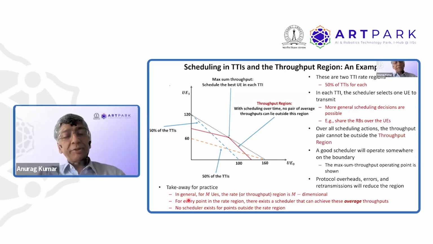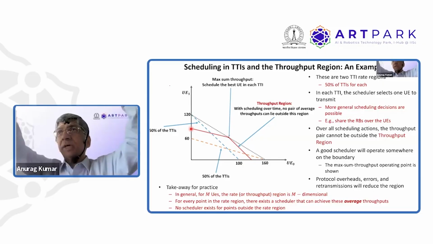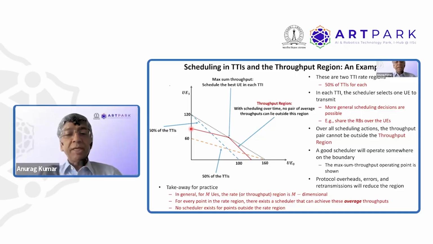The other point to take away is this. Okay, this is the throughput region. Every point on this throughput region refers to a possible rate pair. I can get this rate pair, I can get this rate pair, I can get this rate pair. In M dimensions, I can get any of the M-tuple rates which are enclosed in the throughput region. I cannot get this rate pair, I cannot get this one, and I cannot get this one. Any rate pair outside is not achievable.